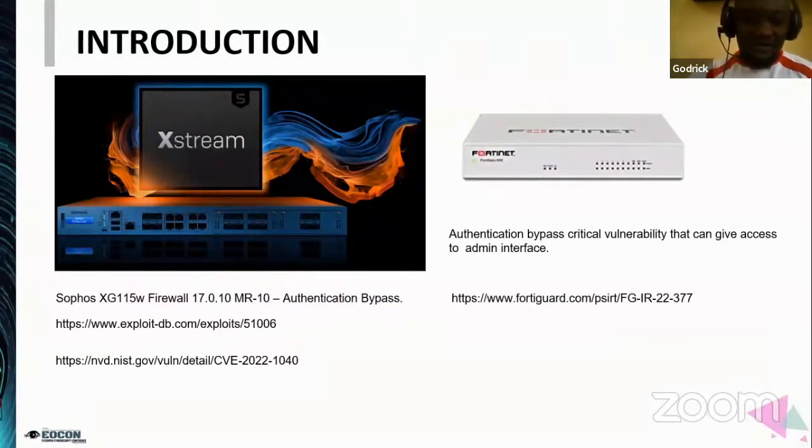Then we have another one, the Sophos XG115W firewall, like you see on the screen. It was also an authentication bypass this year. So despite all the means that we put in place to secure our network, we still have things that happen out of our own will, things that we don't like seeing, things that will cost us billions of dollars.